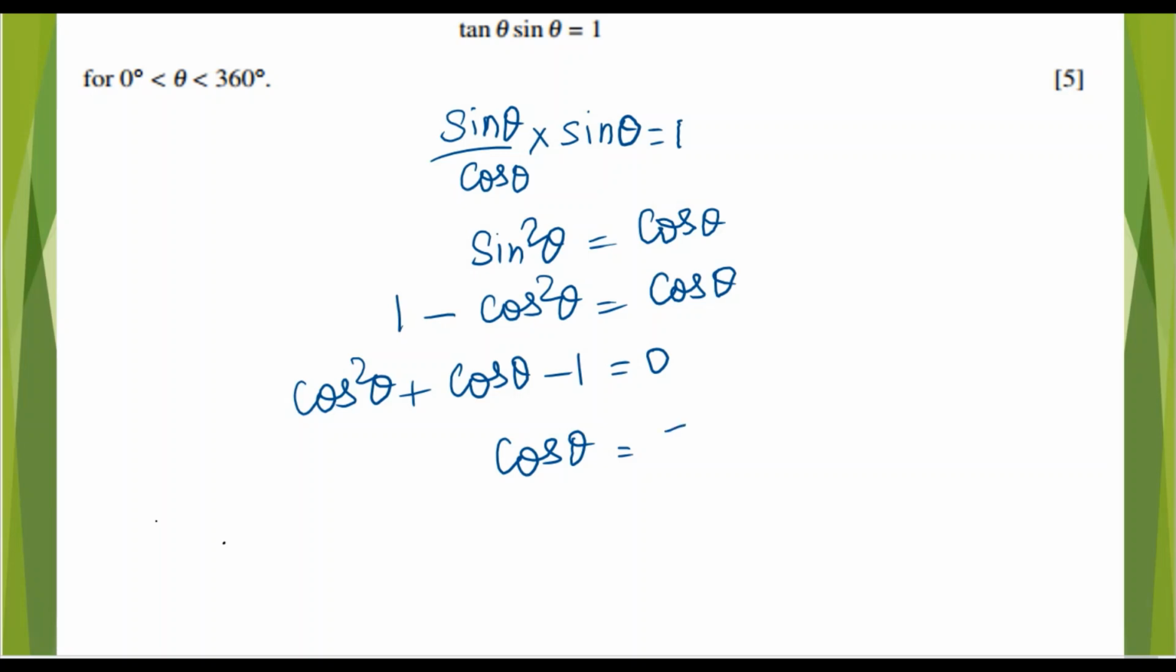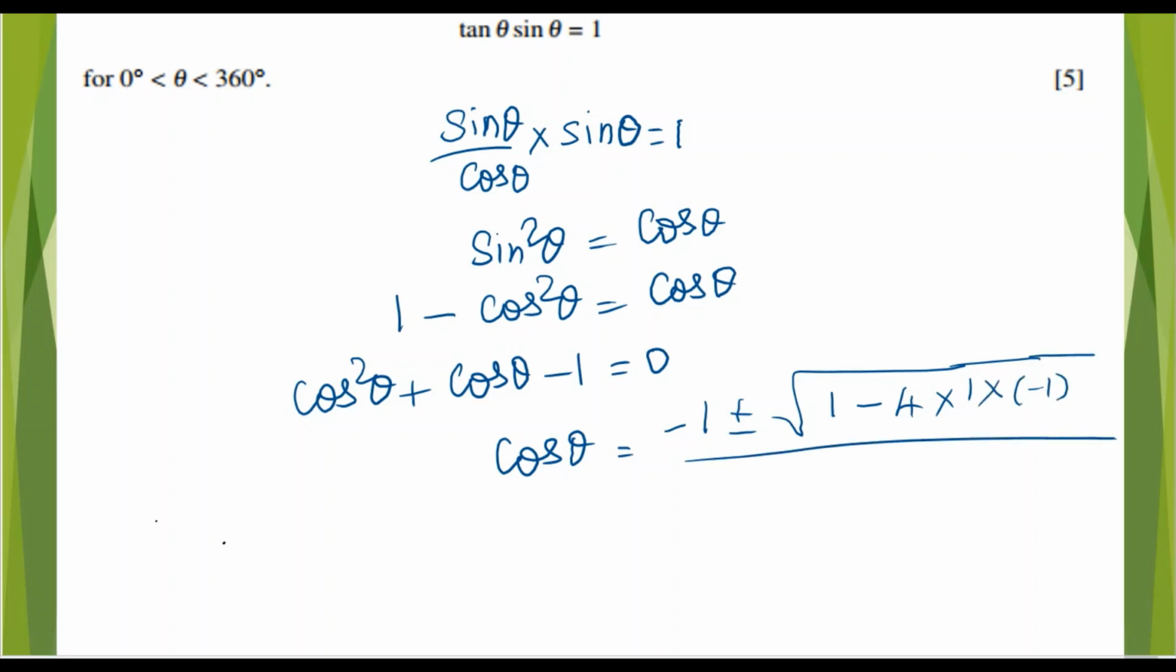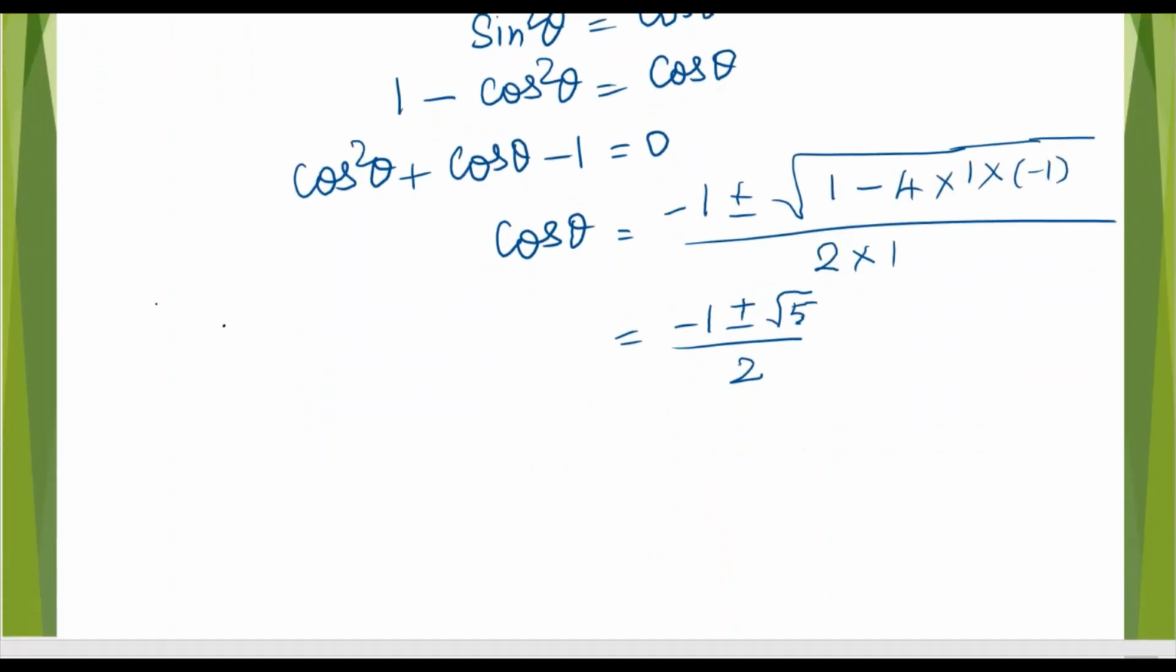B values: minus 1 plus or minus square root of 1 minus 4, A is 1 and C is negative 1, divided by 2 multiplied by 1. So negative 1 plus or minus 1 plus 4, so square root of 5, divided by 2. So theta is equal to cos inverse of minus 1 plus or minus square root of 5 divided by 2.